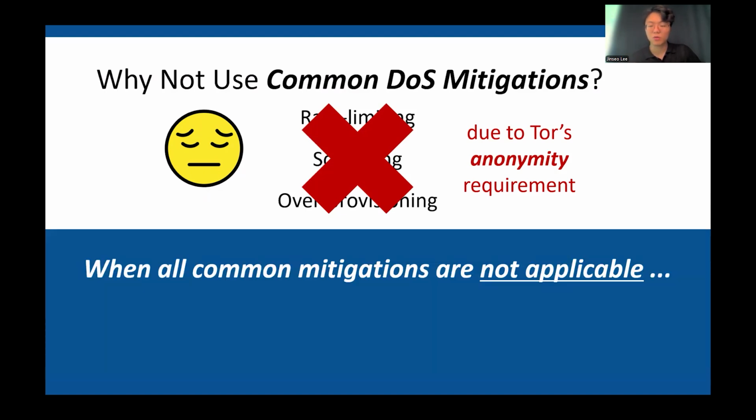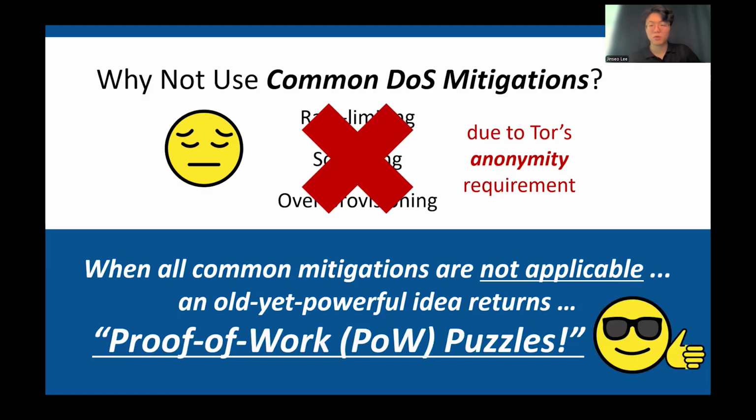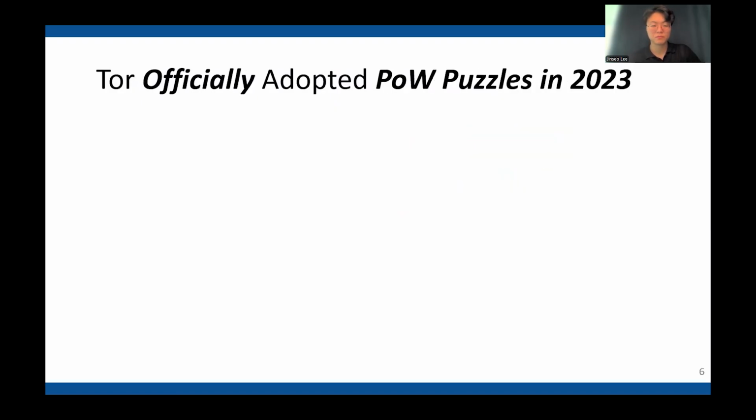So, when all such common DoS mitigations are not available, one old yet powerful idea returns: the proof of work, or PoW puzzles. In 2023, the Tor Project indeed officially adopted PoW puzzles to mitigate the exact DoS problem we discussed.